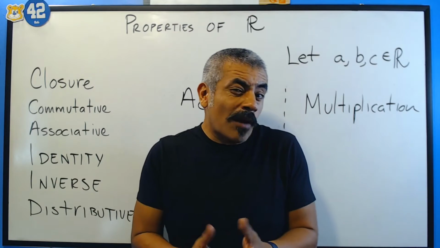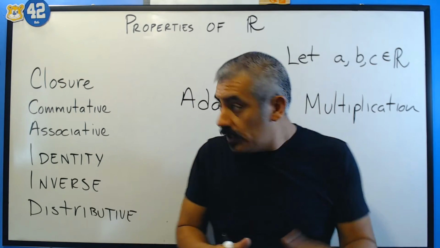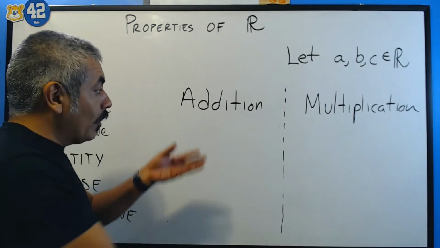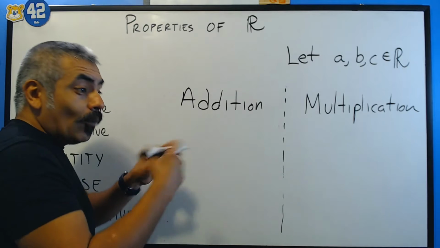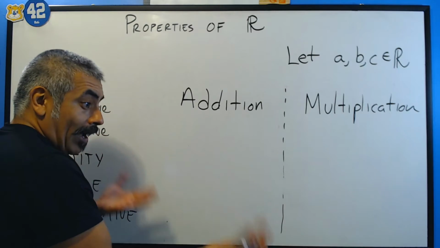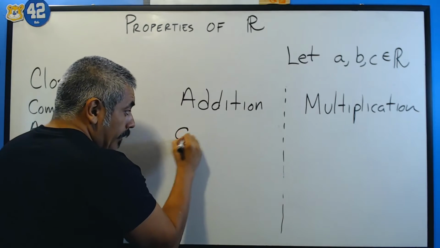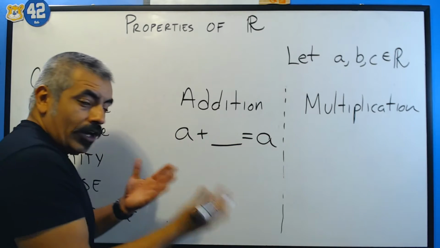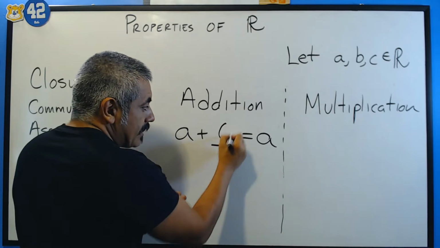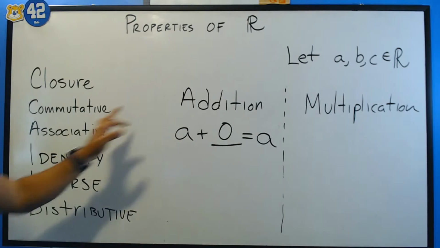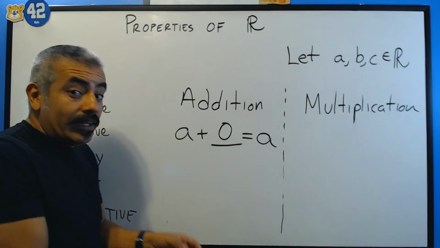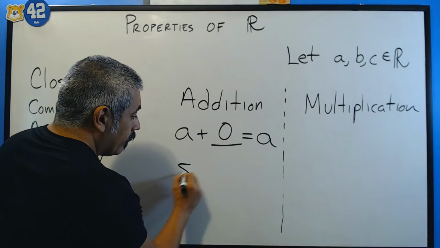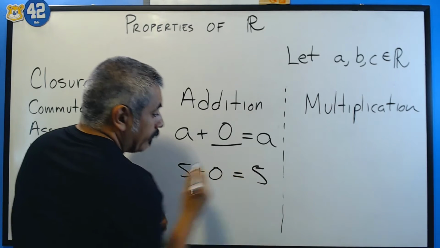Now, the identity properties are something that you also already know. The identity property of addition simply states that there is some number that when you add any number to it, you're always going to get the same thing. In math, we write it like this. Some number plus some number has to equal the same thing. And we already know what that number is. That number is 0. So the identity property of addition simply says that there is a 0 and that whenever you add anything to it, we end up getting the same thing. 5 plus 0 equals 5.